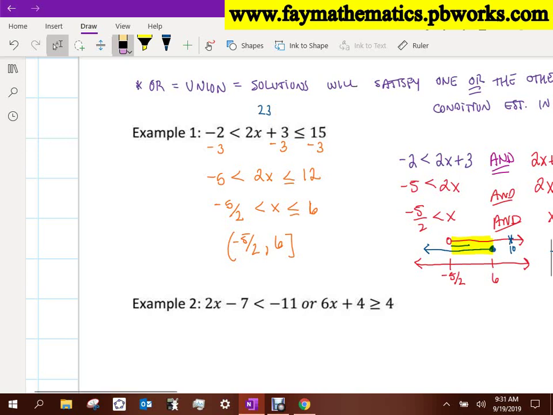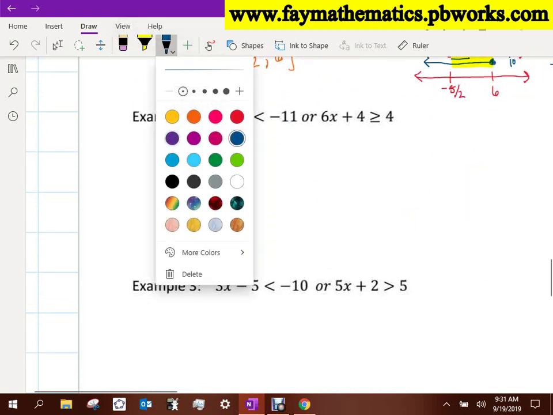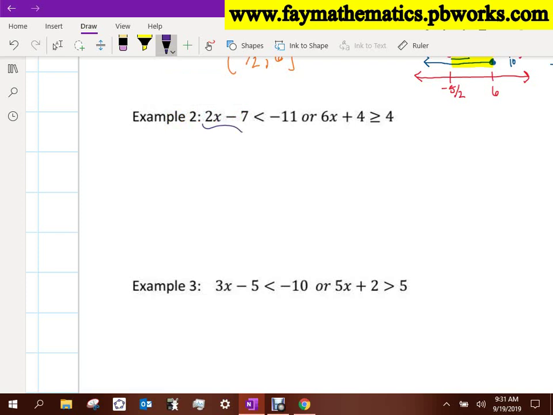Okay. So down here in example 2, we've got the word OR. Okay, so here it is structured, and there's no kind of alternative procedure here. You solve this one, and then you're going to solve that one. Okay, so solving that first one, we get 2x is less than -4. So x is less than -2. I'm going to have my OR. Here we get 6x is greater than or equal to 0. So x then will be greater than or equal to 0.